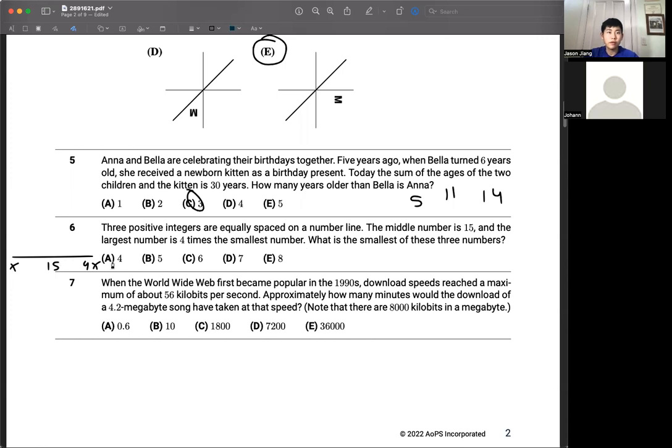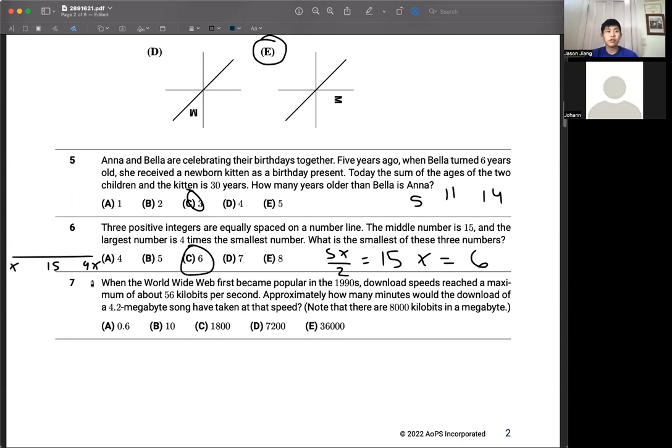And we're told that they're equally spaced. So what that basically means is that if you add up the x and the 4x, you'll get something that's twice as big as the 15, because the average of these two numbers should be equal to 15. So the average of x and 4x is 5x over 2, and that equals 15. What that gives us is x equals 6, and that is the smallest of the numbers.